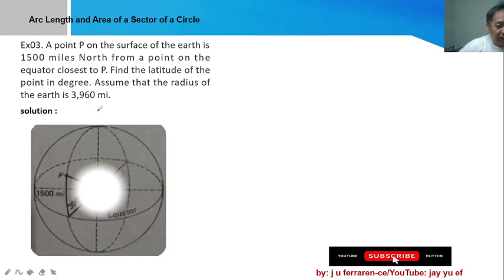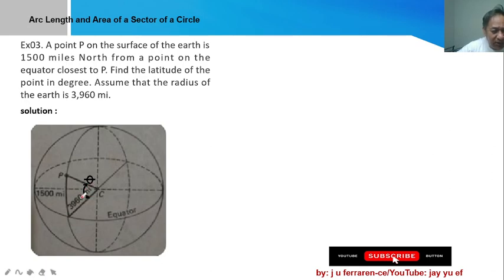So here is a figure which can be part of your solution. If this is the Earth, which is in the form of a sphere, there are imaginary lines. There is a line that separates the northern hemisphere and the southern hemisphere. Now a point P is located from the equator going north, having a distance or an arc length of 1,500 miles. It is assumed that the radius of the Earth is 3,960 miles. So this is a sector of a circle where we have an arc length given. Now, the angle theta here is the latitude of the point P.